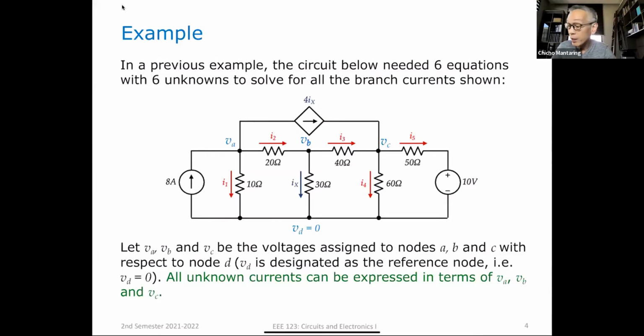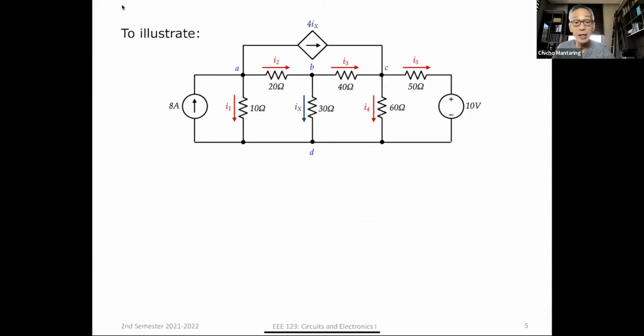Another way of indicating that this is our reference node is to draw a ground symbol. When you see this ground symbol, that indicates that it is your reference node. So we let VA, VB, VC be the voltages assigned to nodes A, B, C with respect to node D. And I maintain that all unknown currents can be expressed in terms of VA, VB, and VC. I pick up any unknown current here, I should be able to express it in terms of VA, VB, and VC. For example, I1.